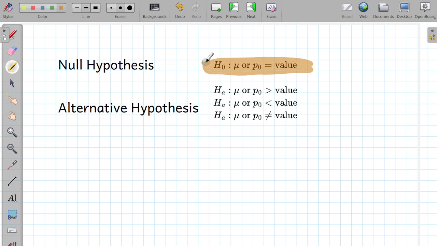Now take note of this. Let me get my pen to a thinner line. The correct usage of symbols, and you'll get it wrong if you don't do it this way. If we're talking about mean values, you're going to have the Greek letter mu, because that's a parameter. And when we're talking about proportions, which you're doing tonight and in the next lecture as well, it's either going to be p or p sub 0. I'll use p sub 0 here, and it's going to be equal to some value.